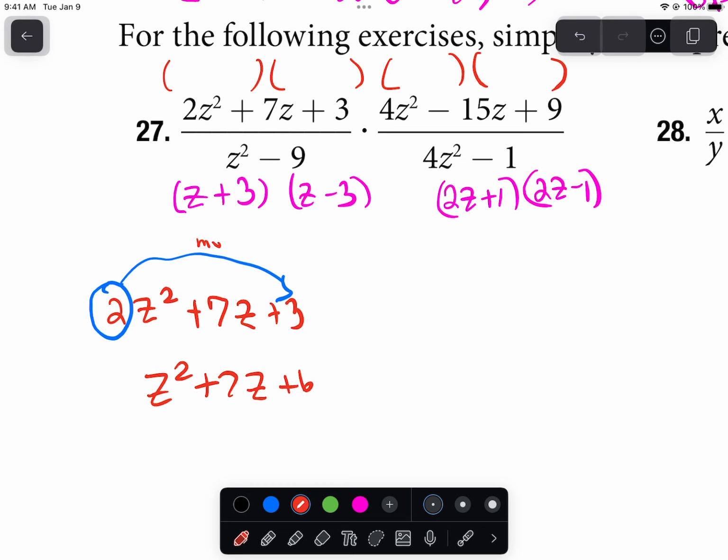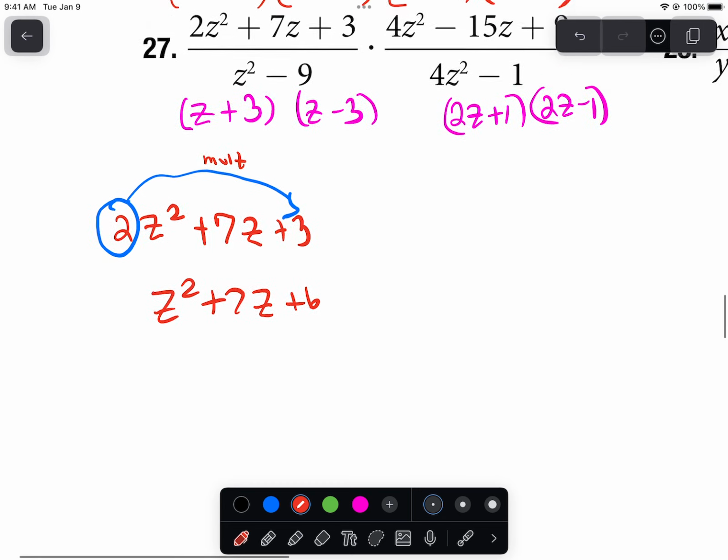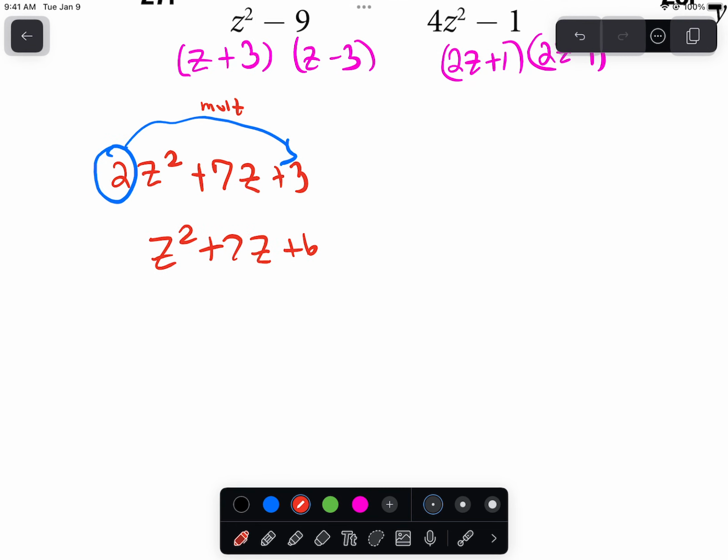So we're going to multiply. So the slide over, multiply. And then we just factor it the way we know how to factor these. What factors of 6 will add up to 7? And it's just going to be z plus 6 and z plus 1. So you slide it over, you do the math, and now it's called slide and divide for a reason.